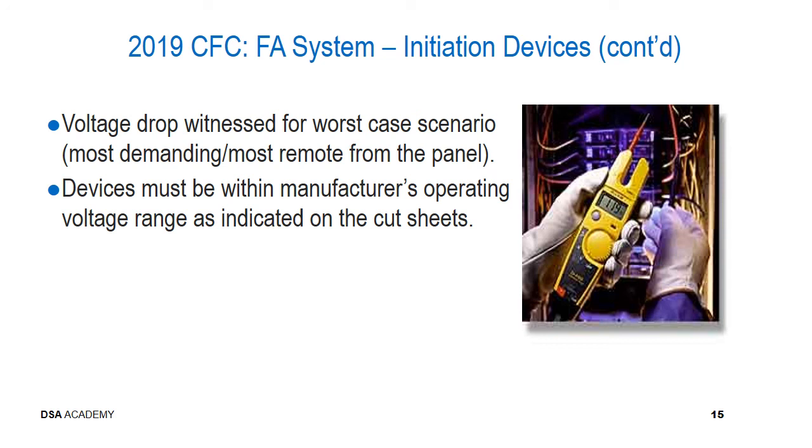However, note that changes during installation may alter that which is designed, so that those that are furthest from the panel may no longer be the most demanding circuit. The devices must be within manufacturer's operating voltage range as indicated on the cut sheets. By UL's listing standards, all devices are listed at 16 to 33 volts. Anything outside of this range would not be acceptable.